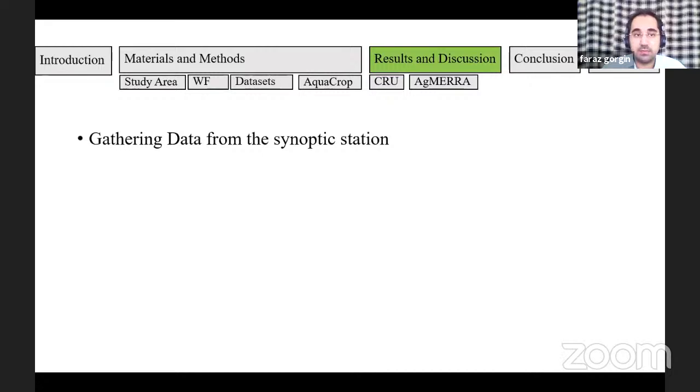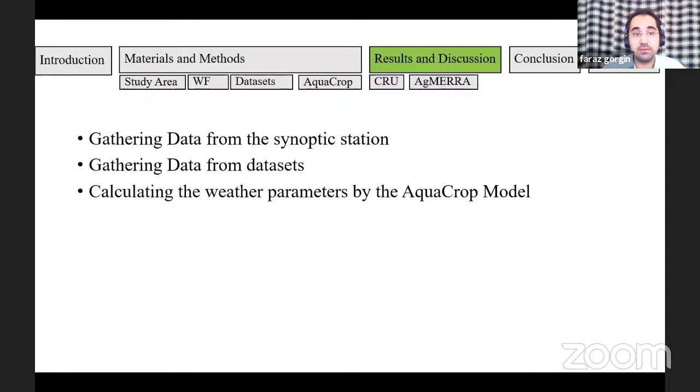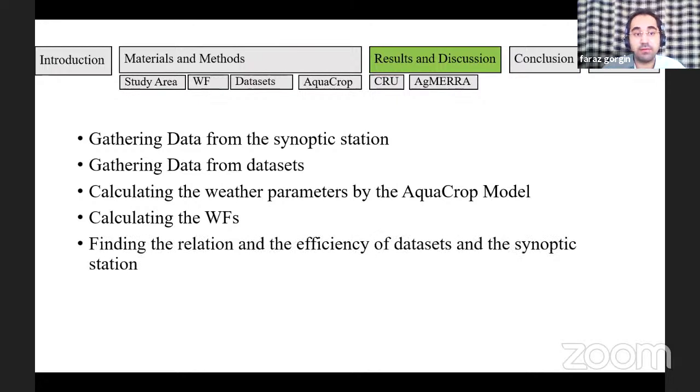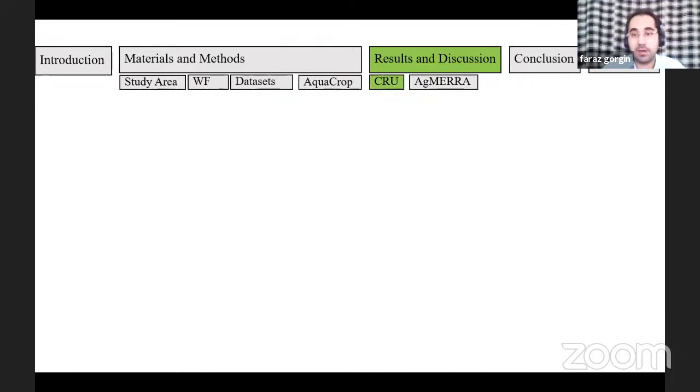What we have done in this paper is that we gathered data from the synoptic station, we gathered data from the data sets, then we calculated the weather parameters by the AquaCrop model. After that, we calculated the WFs, and finally we found the relation and the efficiency of this relation between the data sets and the synoptic station in the province.